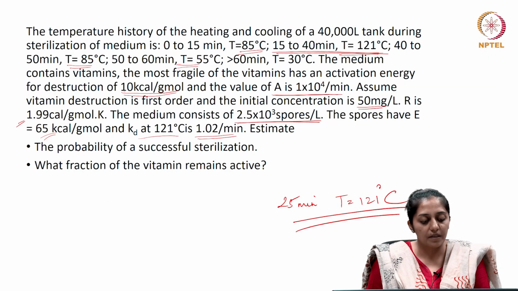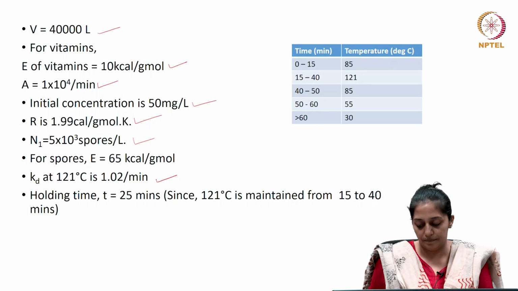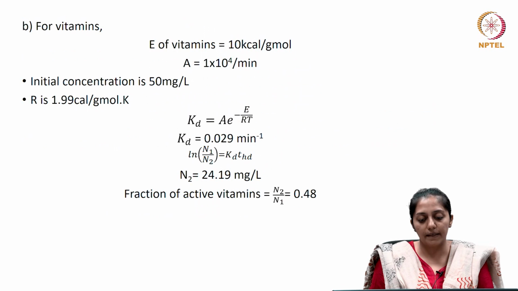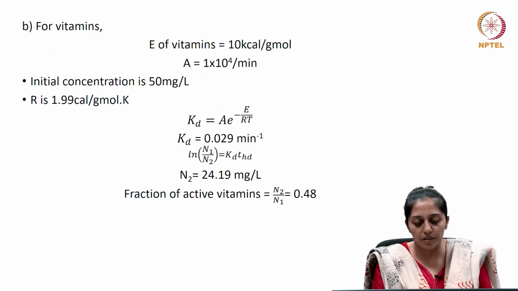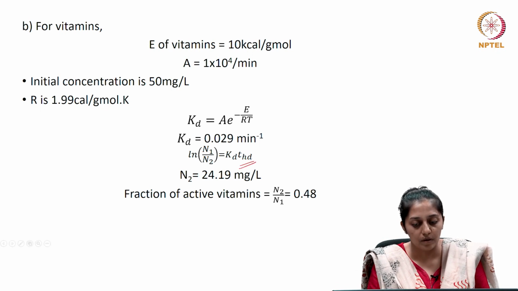The second part is what fraction of vitamins, which are heat labile components, during this process of sterilization will remain active. So how do we find that? The initial concentration is given, the final concentration is to be obtained, the time for which they are exposed to sterilization temperature is given.